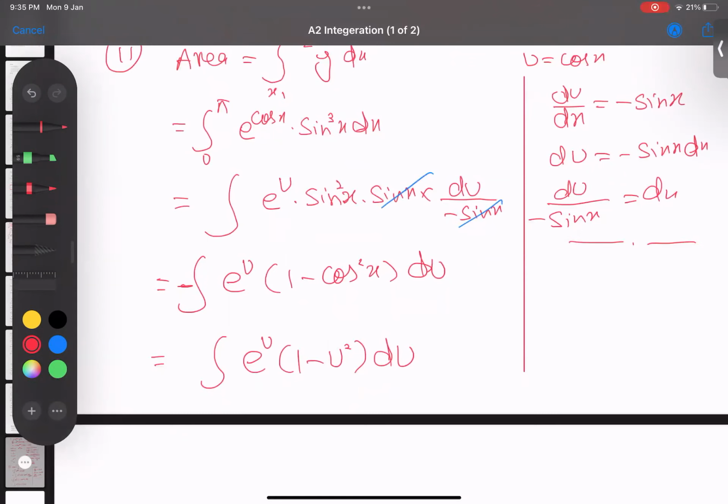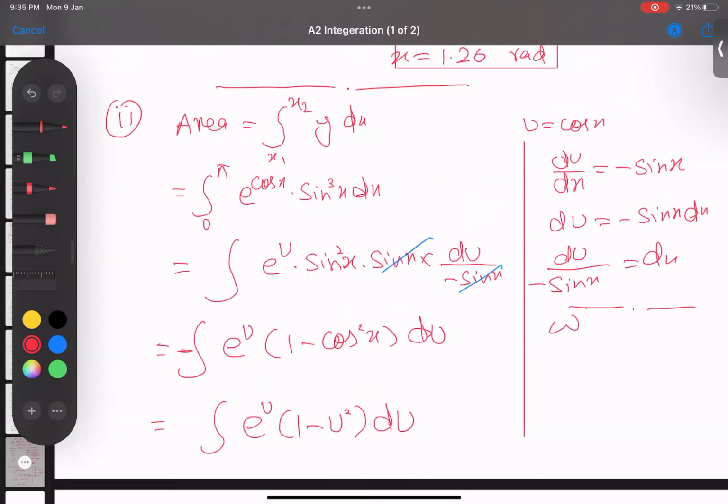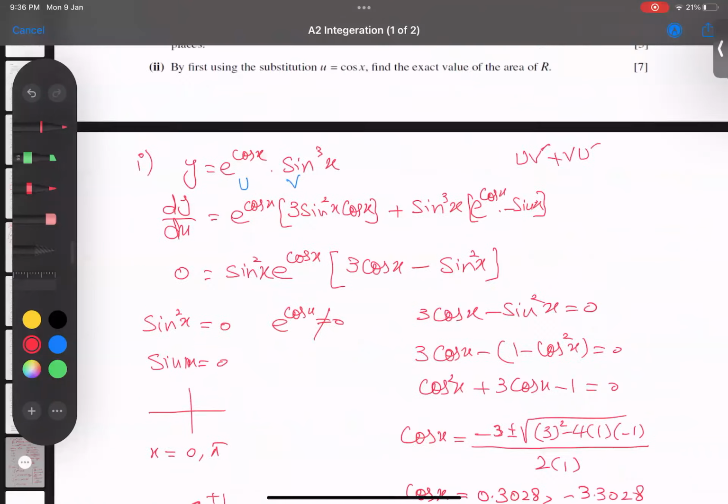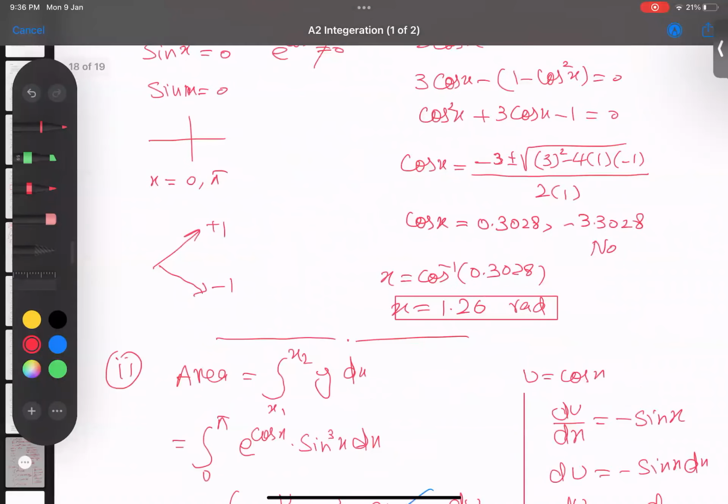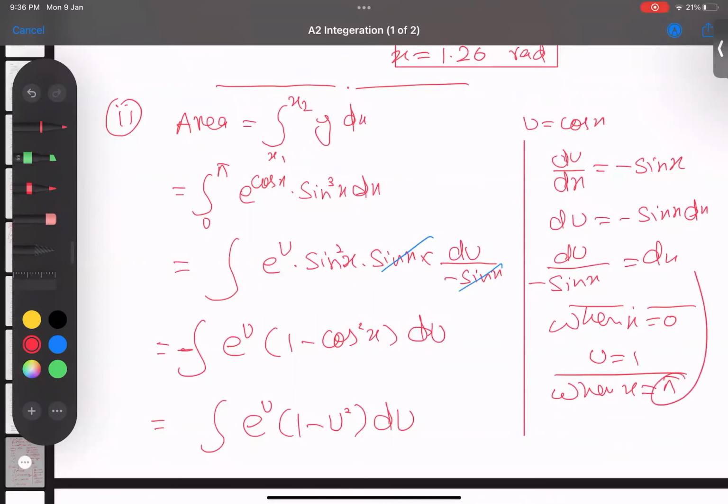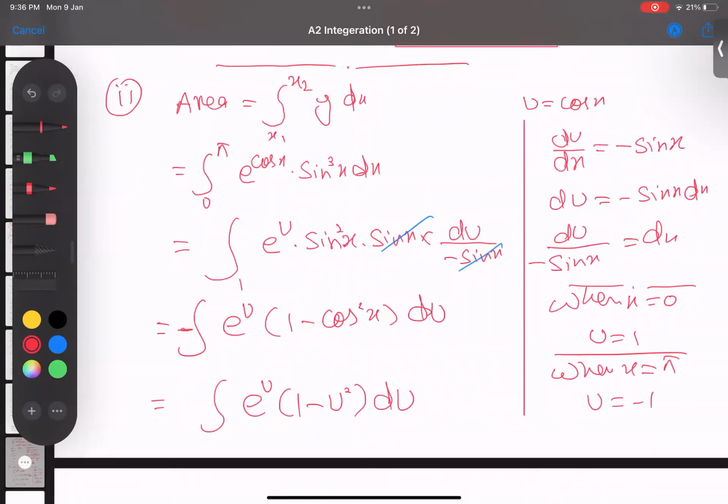I need to convert the limits. So say that when x is equal to 0, when I plug in 0 here, cos 0 is 1. And when x is pi, let me recheck. Yes, pi. Upper limit is pi. When I plug in pi there, cos pi is giving you -1. So it means I'm getting below 1, upper -1.